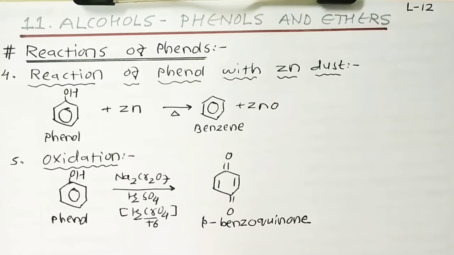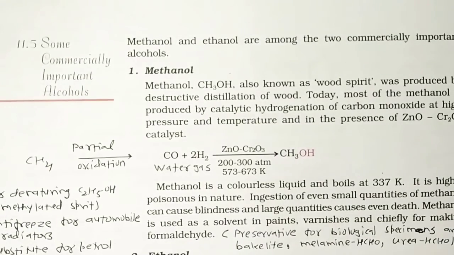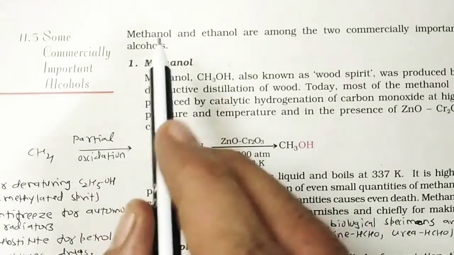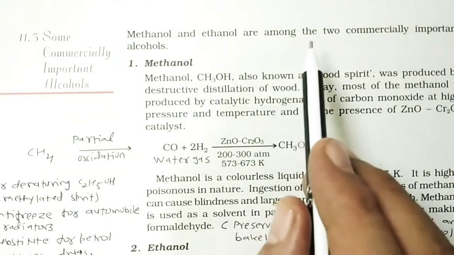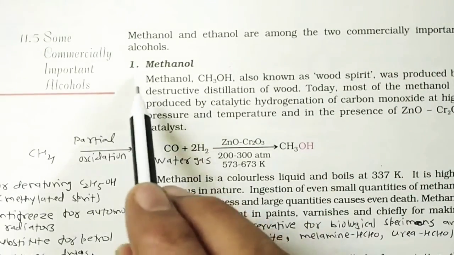Now we move to another portion, called some commercially important alcohols. Because it's a descriptive portion in our textbook, I will explain with the help of your textbook. So our next point is some commercially important alcohols. In our textbook they give two different alcohols, methanol and ethanol, among the commercially important alcohols. So first we move to methanol.